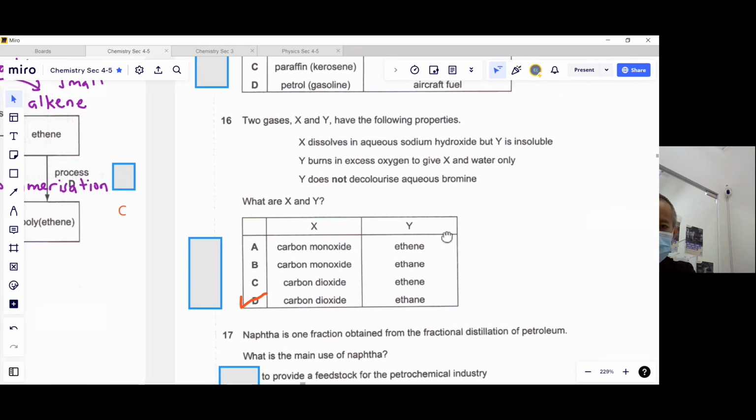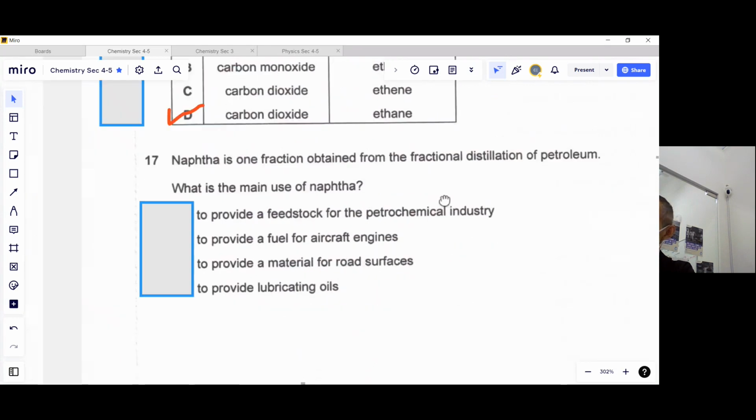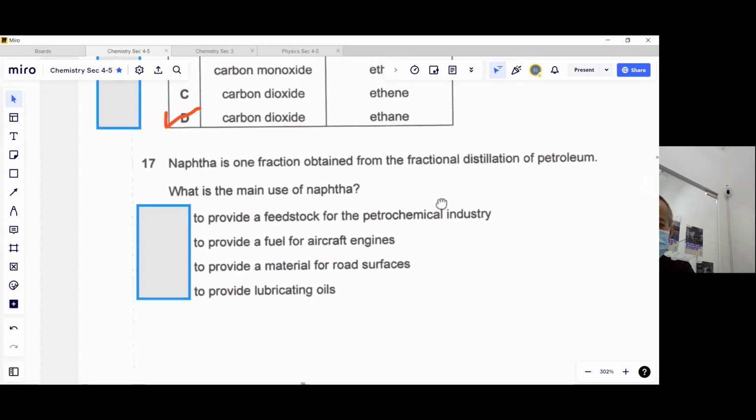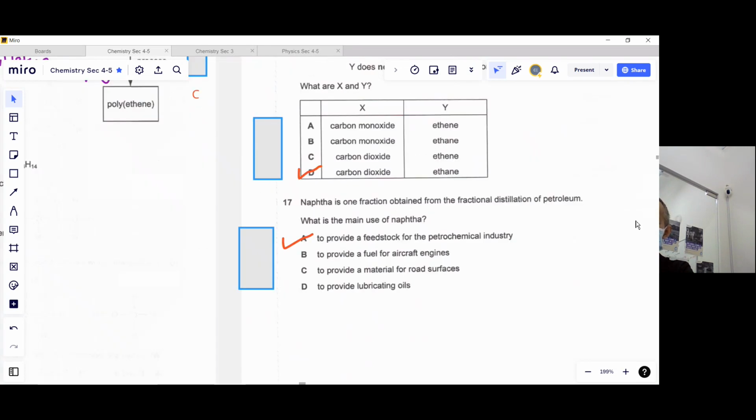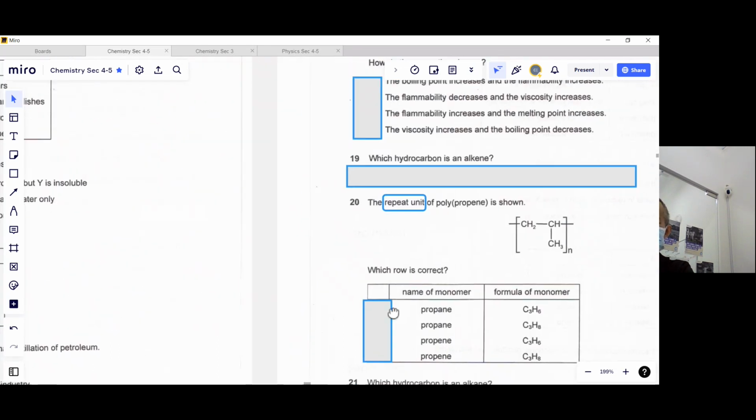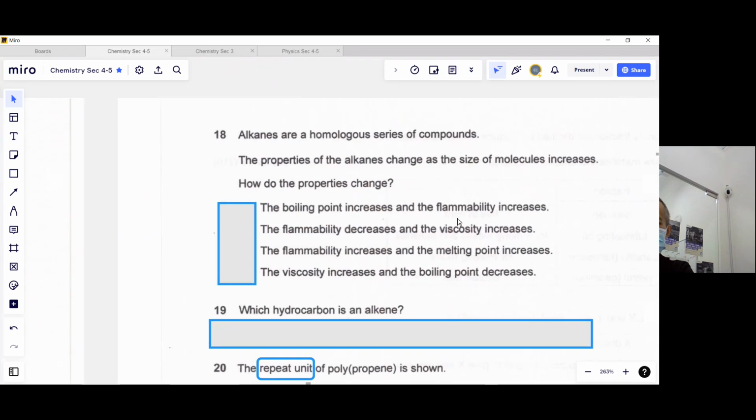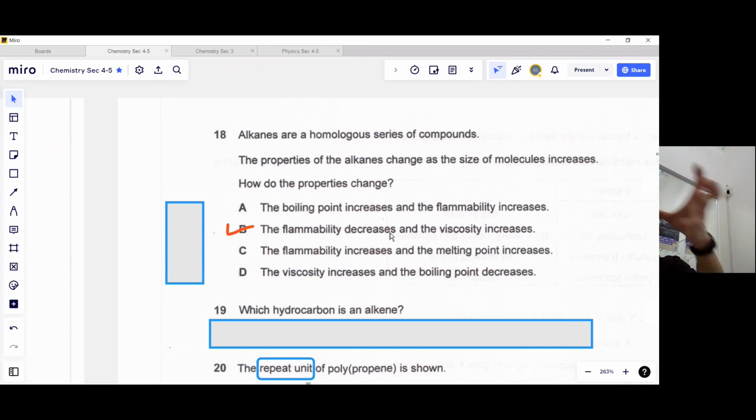Okay, let's go on. 17. Charlotte? Yeah, okay. Make sure you get it right. 18, Anna. Flammability decreases. Remember, the bigger it gets, the harder it is to burn, the less flammable it is. Hannah, remember that.